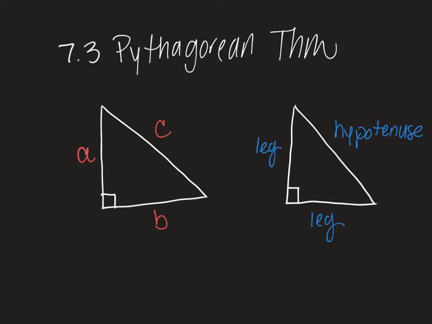So remember that when we have a right triangle, the two sides that make up the right angle are called the legs. And the side that is opposite the right angle is always called the hypotenuse. For our Pythagorean theorem, a and b are always our legs, and c will always be the hypotenuse. Remember that formula is a squared plus b squared equals c squared. Okay, so let's go ahead and apply that to a couple of examples.